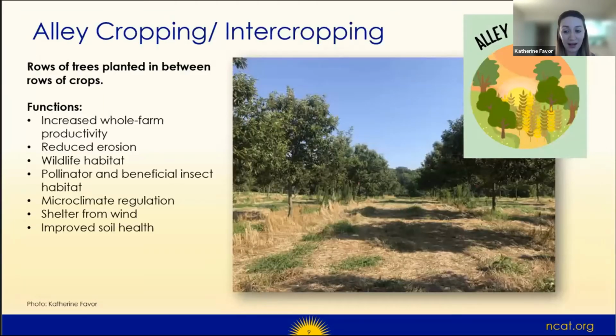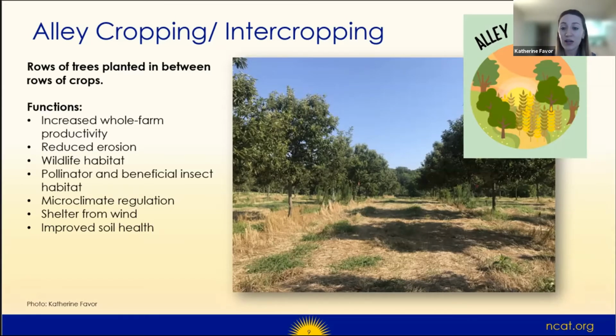The next practice that we're going to talk about is alley cropping. And alley cropping is defined as rows of trees with a crop grown in between. So this picture here is a wheat and chestnut system in Missouri. And you could do this in an urban setting as well. You can have any crop in between rows of trees.